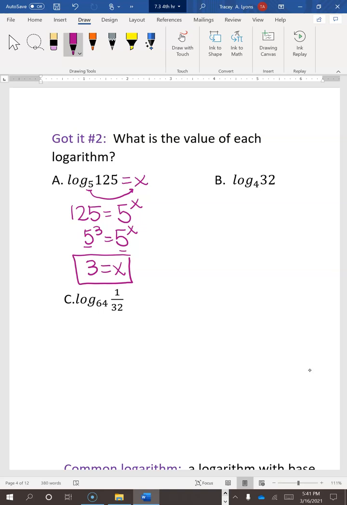Let's try B. Log base 4 of 32, set it equal to x. The base of the log becomes the base of the exponent. So 32 equals 4 to the x. 4 is not a prime number, so I'm going to take that down to a 2. 32 I can take down to a 2 as well, 2 to the 5th. I can multiply my exponents on the right. And now since the bases are the same, the exponents must be the same.